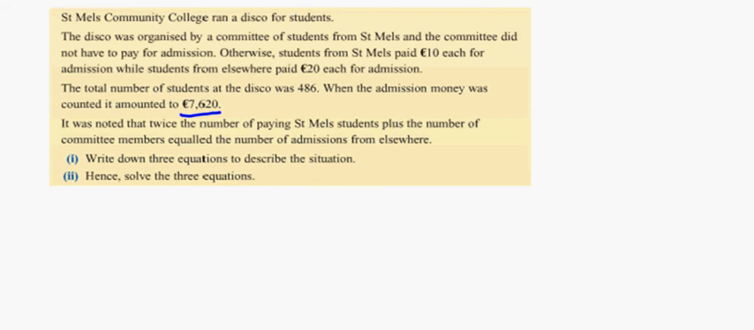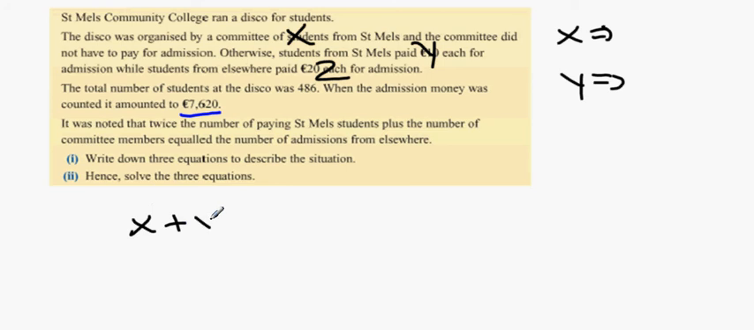Alright. Let X be the number of committee students, okay? So that's X. Okay, let Y be the number of St. Mel's students, and let Z be the number of students from elsewhere. Now what we can say is that X plus Y plus Z is the total number of students. The total number of students at the disco was 486. The next step is total money.